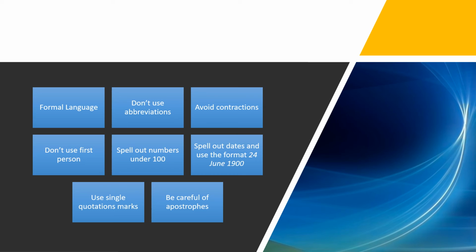Now, the convention is for numbers under 100, you actually spell them out. So for 30, you don't put 30, you put thirty. For numbers over 100, you can write the number. So 101 is 101. Okay, when you're putting dates, you use the format 24 June 1900, like that, just as it's there. You use single quotation marks, not double quotation marks when you're quoting. And be careful of apostrophes. Remember, its coat does not have an apostrophe.